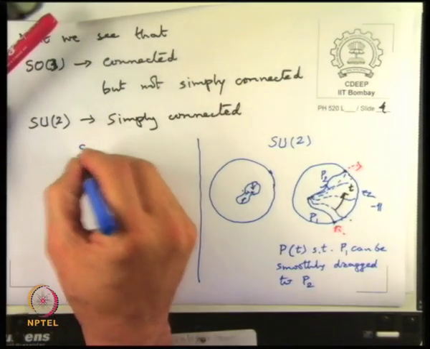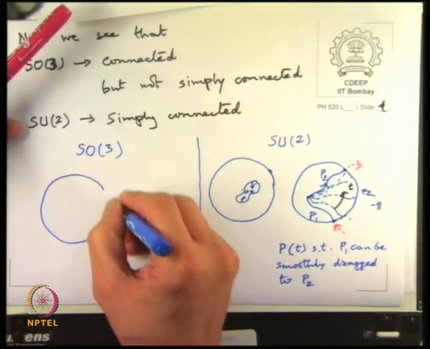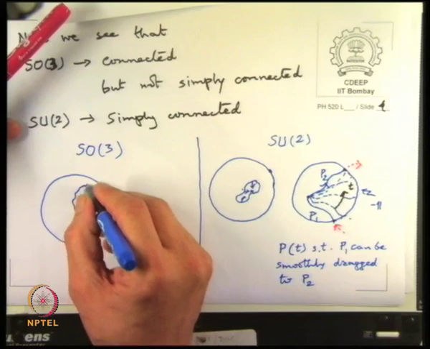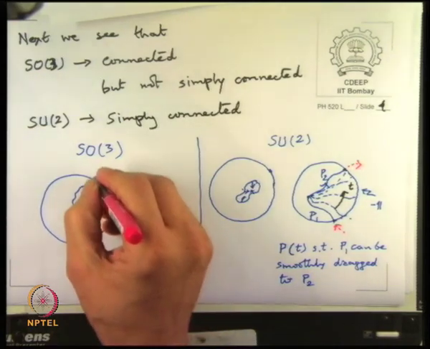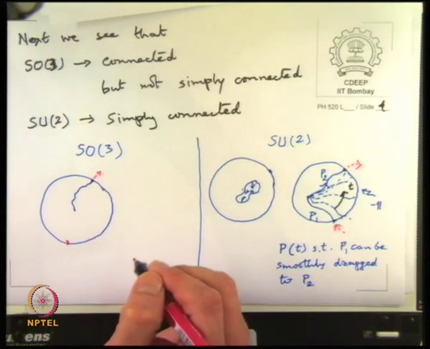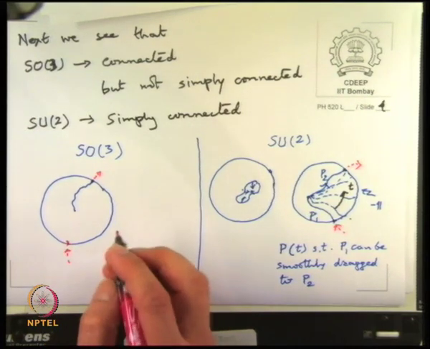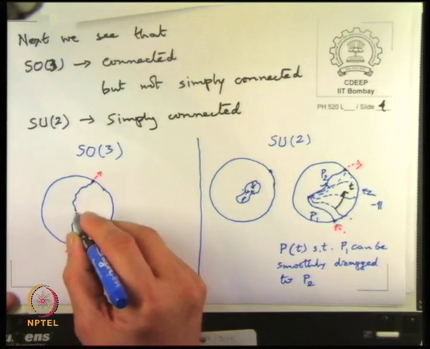But SO3 is not like that. Now, in this case, if I start like this, I reach, let us say, this point. Now, according to the rule, if I want to continue, I can continue only from the antipodal point. I cannot re-enter from any other arbitrary point. So, I can re-enter through an antipodal point, and then I continue, come to the beginning point.